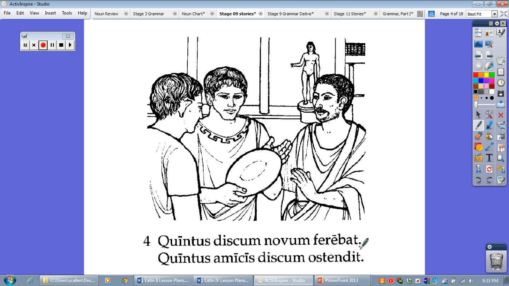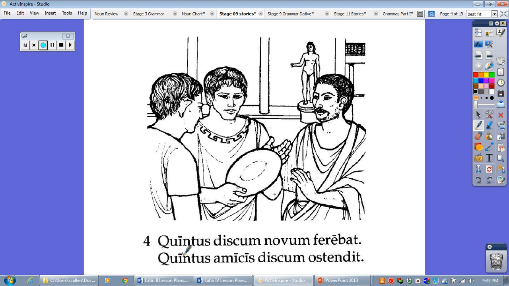First sentence. We've got Quintus. We know he's nominative. Discum, the accusative case, goes -em. It's a direct object. Novum is an adjective describing discum. And ferebat is our verb. Quintus was carrying a new discus, or frisbee, right?